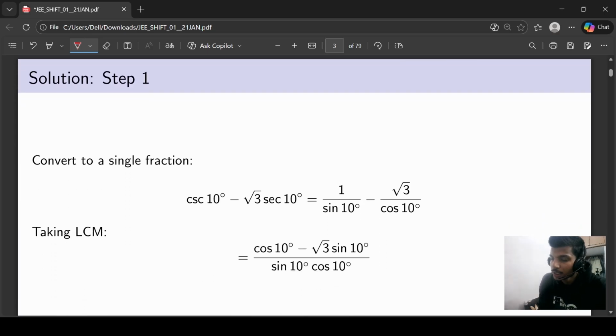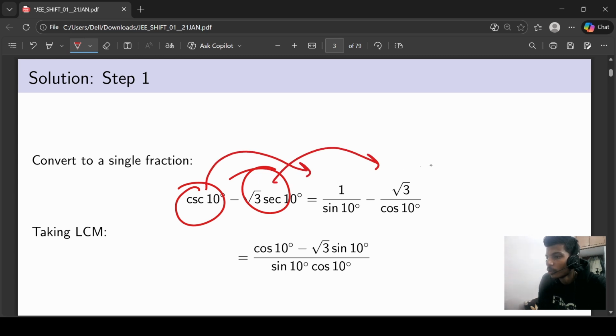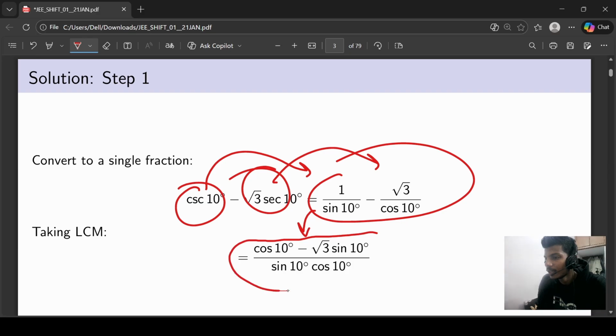The first step for such a type of question is to convert them into a single fraction. We can see there are two terms, and I want to make them convertible into one. So first we convert them into sine and cosine, because we are more comfortable dealing with sine and cosine as compared to cosecant and secant. Later on I take the LCM of both of them, and this is what I get at the end of step 1.